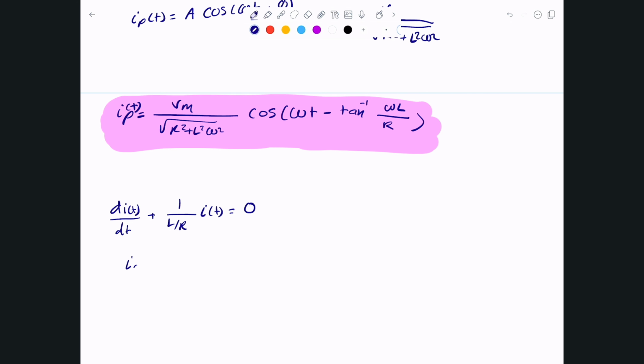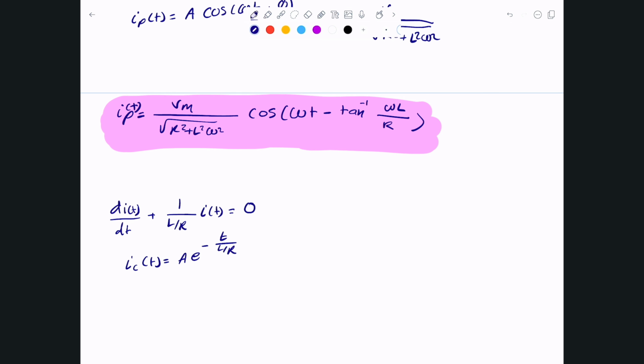So the solution, which we call the complementary solution, is of the shape A e to the negative t divided by L divided by R. Well, this one here should be a constant, but we should know that it's tau, which is the time constant. And this A has nothing to do with the A for the particular solution. I just called it A for now. Okay, so we know that this is the solution.